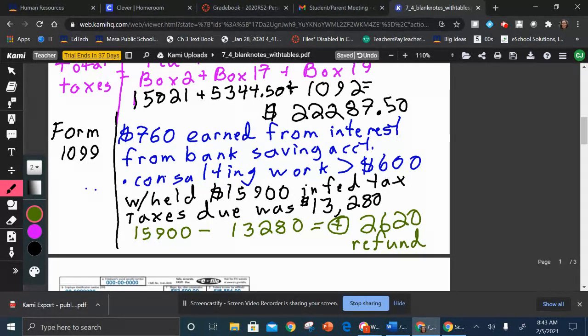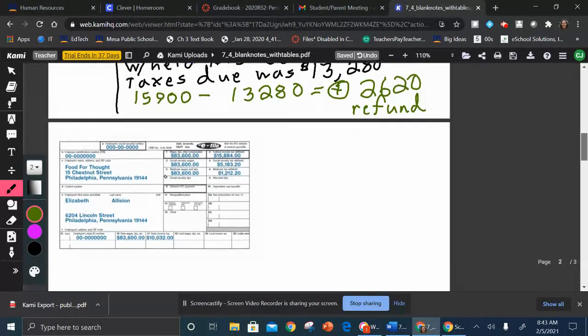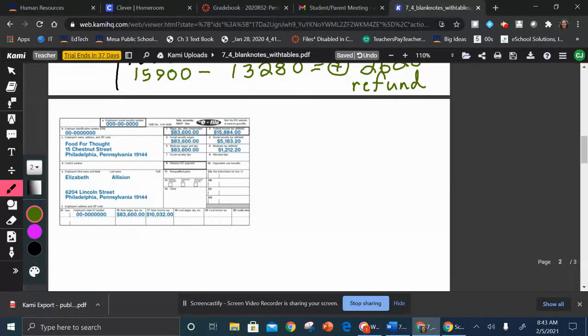Okay, so let's look at this, everybody. So food for thought. So we're going to use this, everybody, to do a 1040 form. So everybody, you'll want to have this out. Okay. So this is her federal taxes withheld. This is her wages. Okay. This is her state income tax. Okay, so we're going to use this, everybody, to fill out the 1040 form.